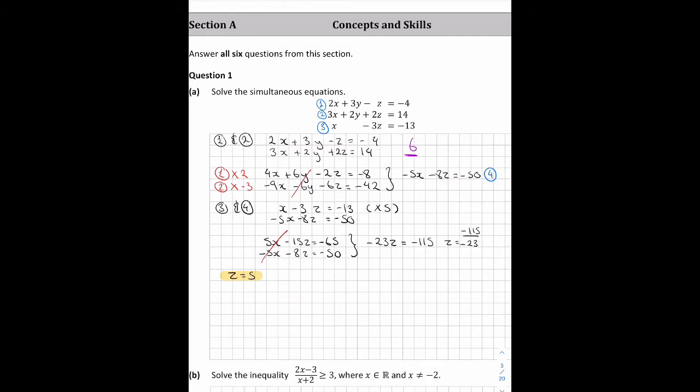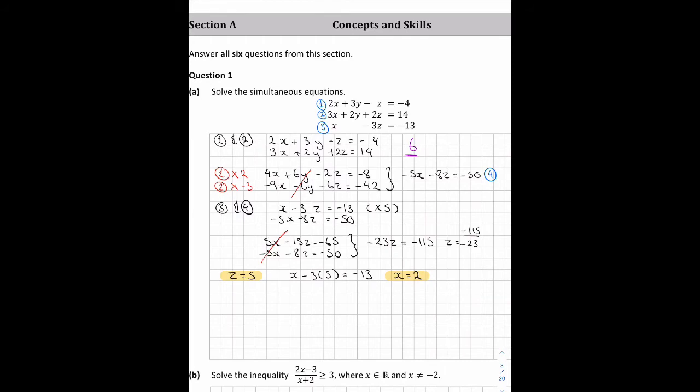So next, we are going to sub z is equal to 5 back into either equation 3 or 4 to find out what x is. I'm going to do equation 3 just because it's easier. So we will have x minus 3 times 5 is equal to minus 13. So x minus 15 is equal to minus 13, so x is equal to 2. And again, I'm going to highlight that.